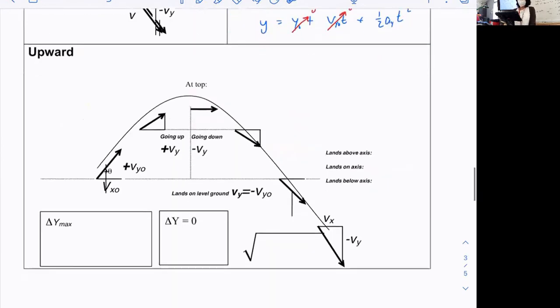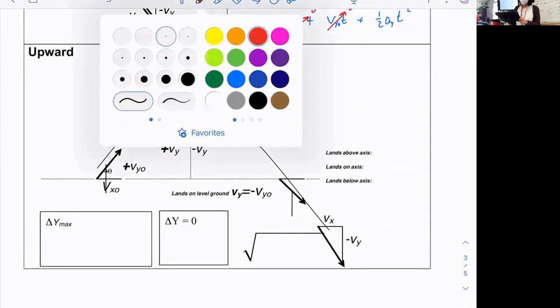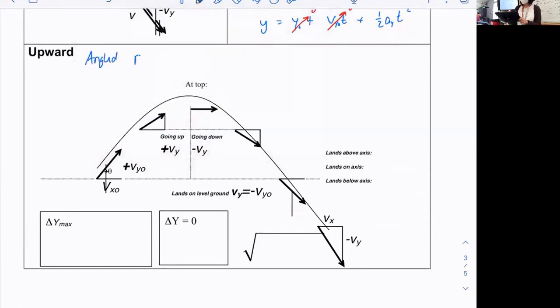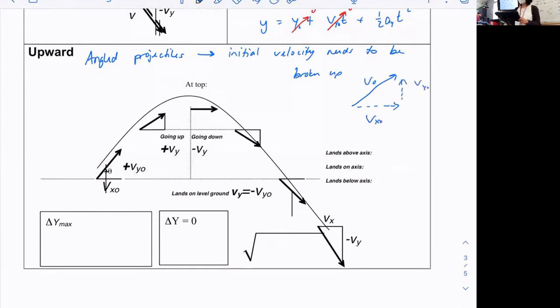If you have angled projectiles, the initial velocity needs to be broken up. So you have this v naught, vx naught, vy naught at some angle. You are using just geometry, SOHCAHTOA, to figure out what the x and y velocities are. The equations don't simplify. They are the same kinematic equations. They don't simplify. Now you have a y velocity.